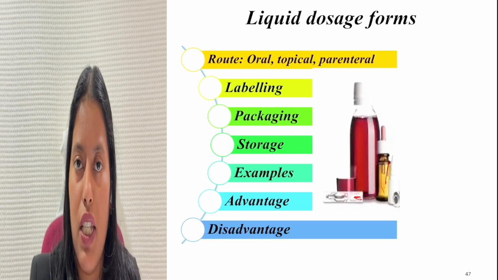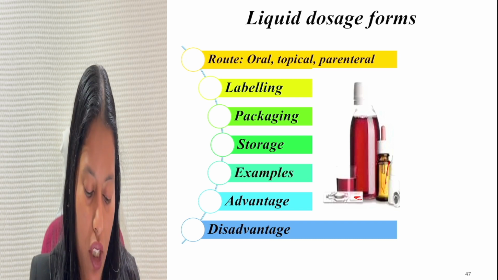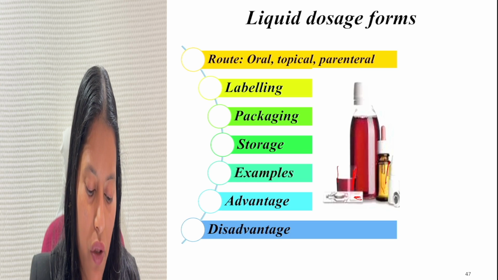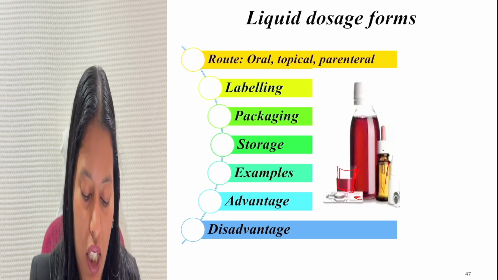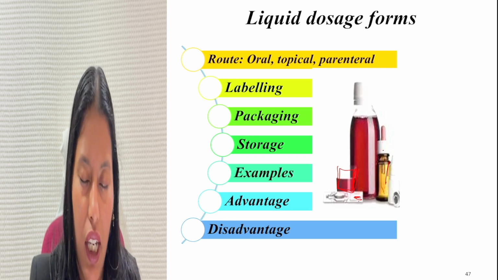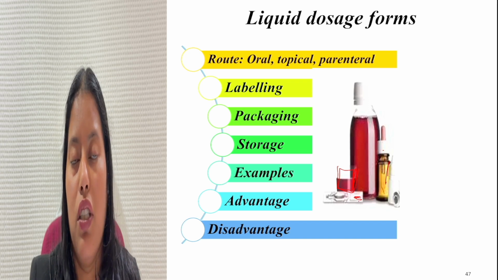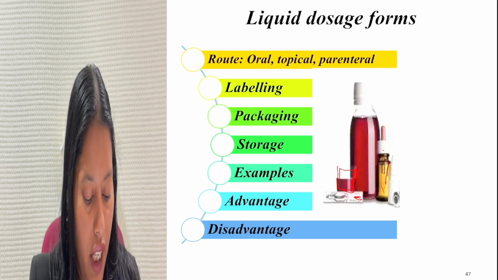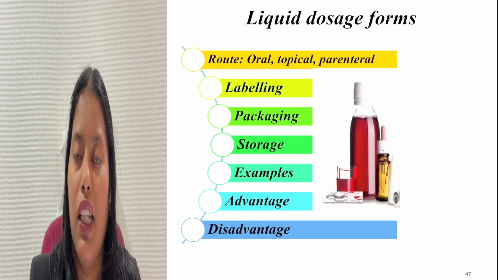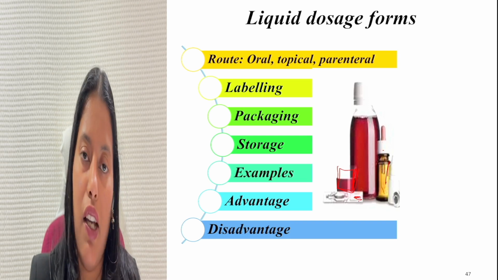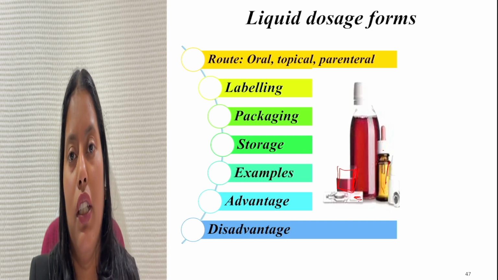Container closures: you can see narrow mouth plastic bottles or glass bottles with a measuring device. This measuring device is there to measure the volume of liquid to be taken. Then glass bottles, vials and ampules are used as container closures for packing of the liquid dosage form. Then you have various advantages and disadvantages, which we have seen in the last slide, and various examples we will see in the next slides.